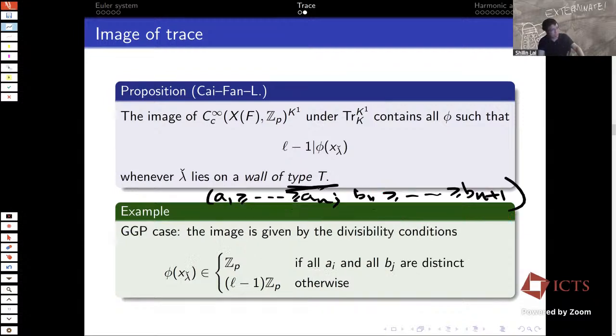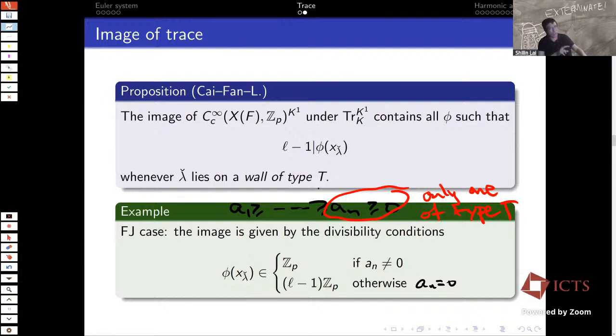Again, in the GGP case, we need divisibility as long as any two roots are equal, not two roots, any two numbers are equal. In the Friedberg K case, we only need to worry about the case when AN is equal to 0. So that's the divisibility condition. Again, the proposition is a necessary condition to light in the trace, but in the two examples we computed explicitly, it also happens to be sufficient. We only need the necessary condition.